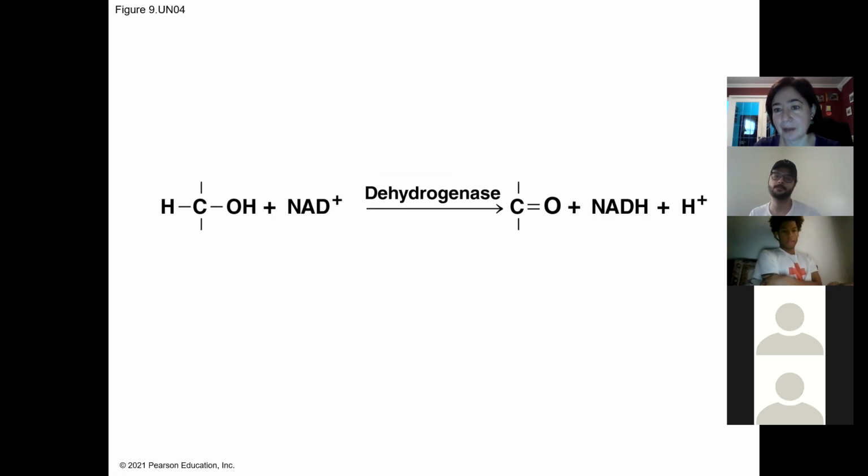But isn't NAD plus also a coenzyme? It is a coenzyme on its own, right? It's a coenzyme, but to transfer electrons onto this coenzyme, you need another enzyme. Okay. Which is dehydrogenase, okay? Okay. More questions, guys?